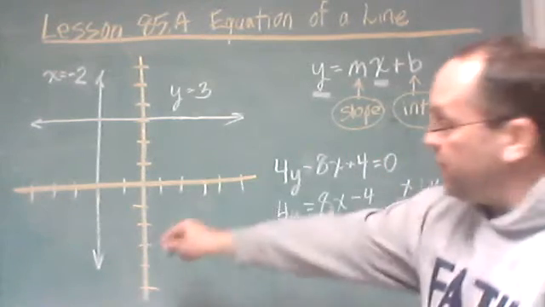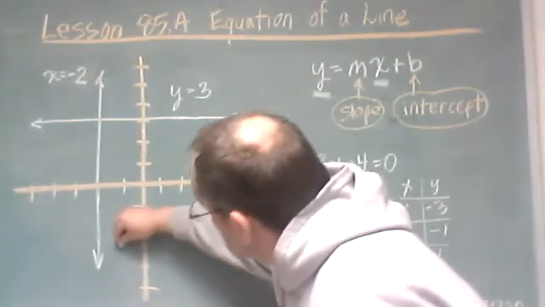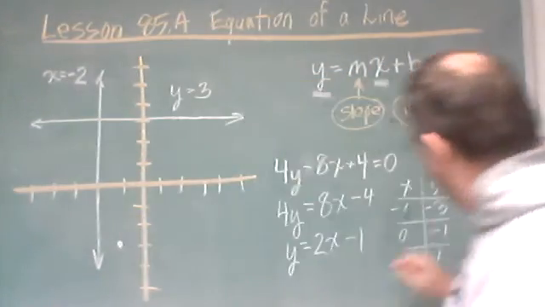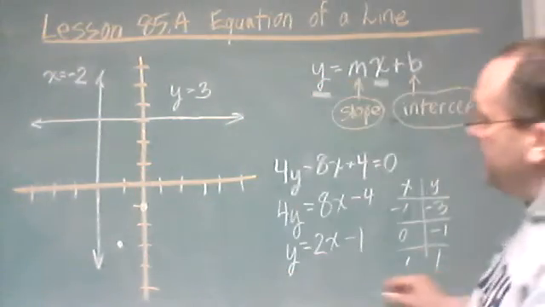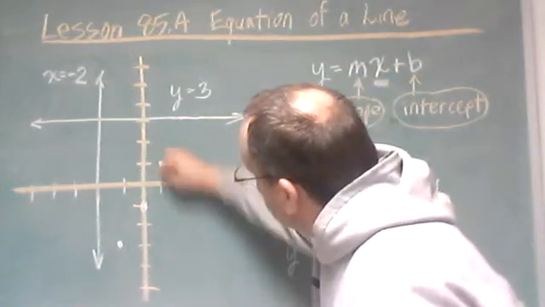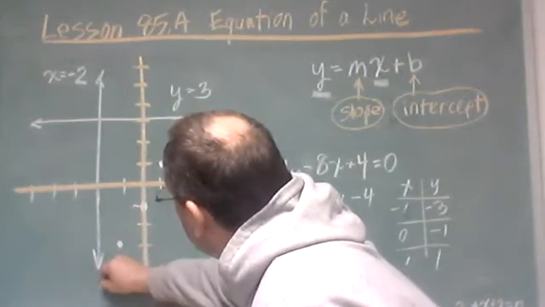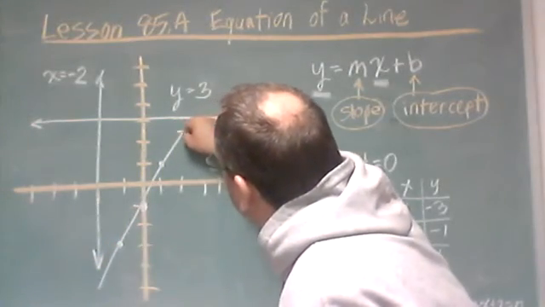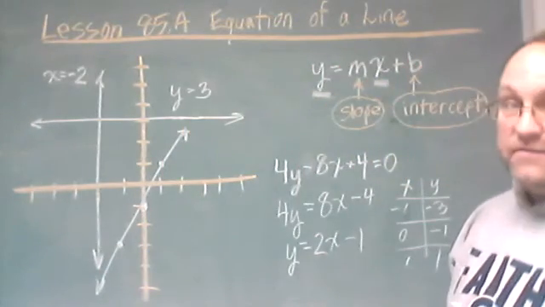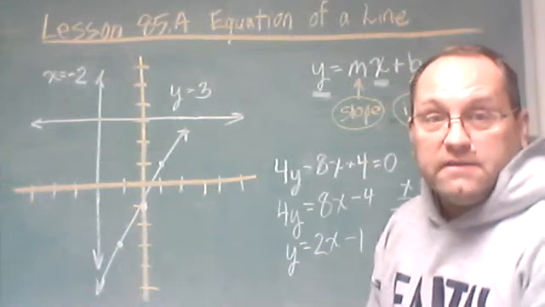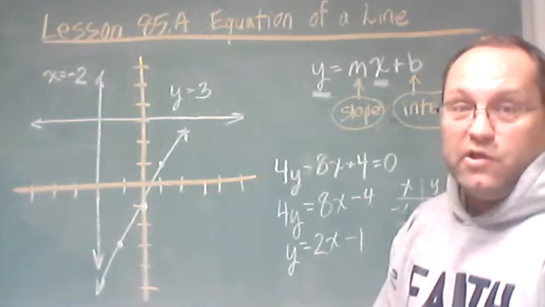We take that over to our graph, and we plot it. A minus 1, a minus 3. A 0, a minus 1. A 1 and a 1. Okay, we got 3 points. They look like they're lined up pretty good. And we go ahead and connect them with a line. We notice it gives us a slanted line, a diagonal line. In mathematical jargon, we say a sloped line.